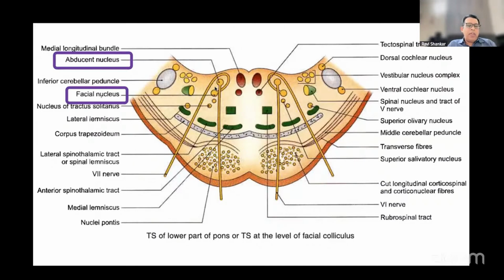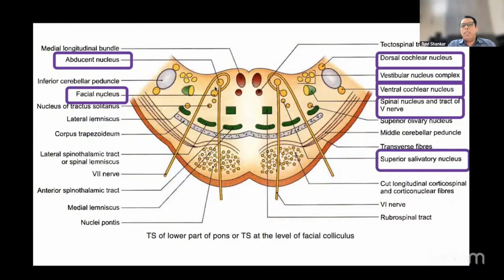Vestibular and cochlear nuclei lie in relation to the inferior cerebellar peduncle at this level. Spinal nuclei, again coming from the medulla up till this level, lie in the lateral part. Other nuclei at this level are the salivatory and the lacrimatory nuclei. So these are the various gray matter structures that we see at this level.